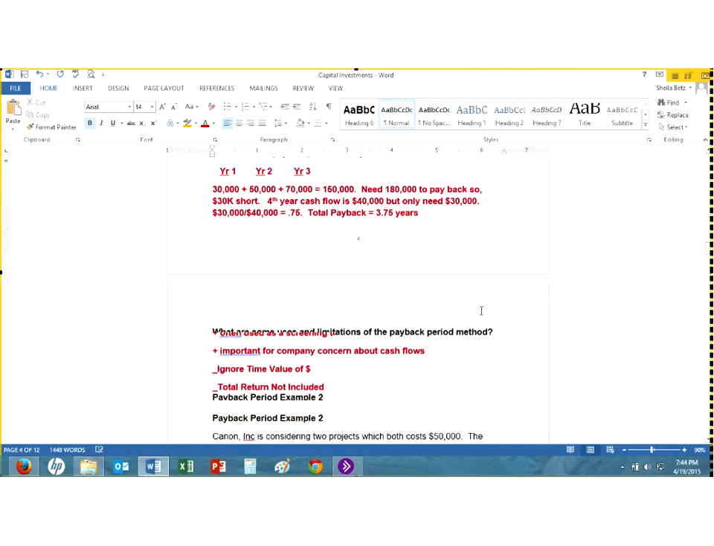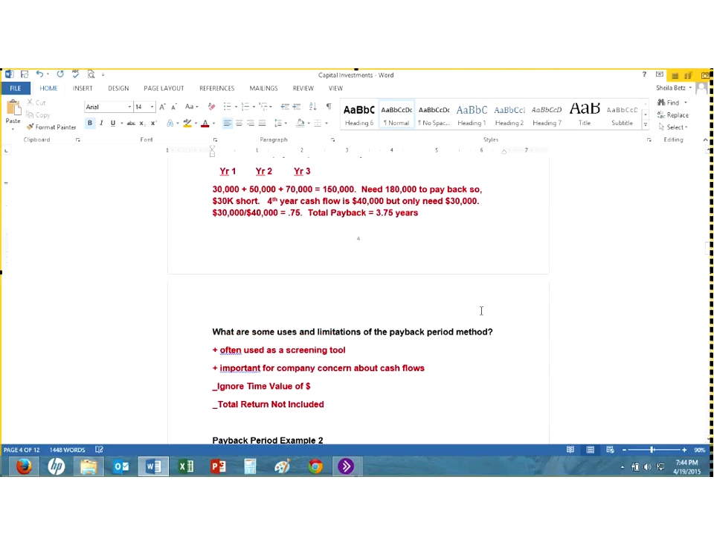So payback period, what are some of the uses and limitations of it? The nice thing is it's kind of a good screening tool. If a company is looking at a lot of investment decisions and they first want to just throw out the weakest ones, they can use it as a screening tool to initially get the list narrowed down. It is a very good tool if a company is very concerned about cash flow. For a lot of startup companies, cash flow is the number one concern.